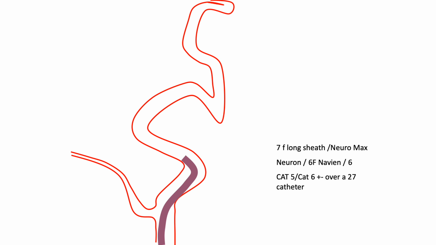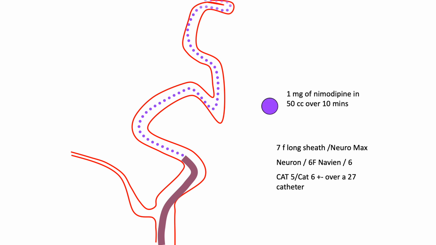And remember that these will go over a 2.7 microcatheter. The Navion will go over the 2.7 microcatheter, and so also the Cat 5 or the Cat 6. But before you do that, prime the vessel with nimodipine. You will have to do it, otherwise you'll get into severe trouble. Make sure that you prime the vessel with 1 milligram of nimodipine, diluted in 50 ml of saline, and then inject that slowly over 10 minutes. Keep a watch on the blood pressure, as you can have a drop in the BP.